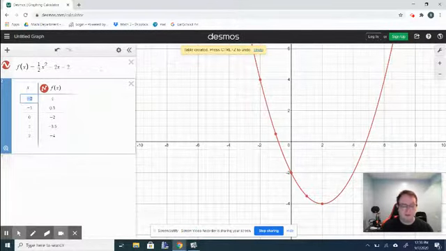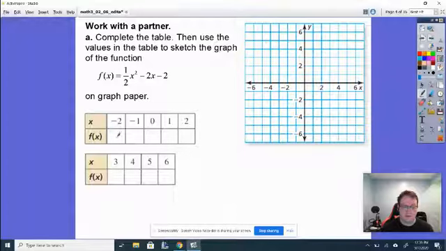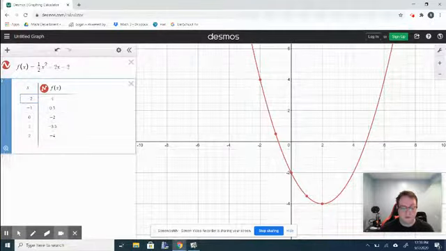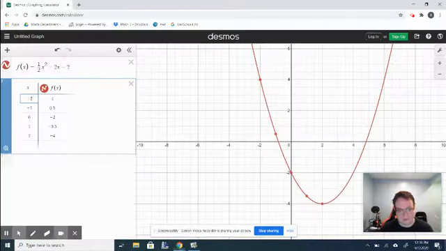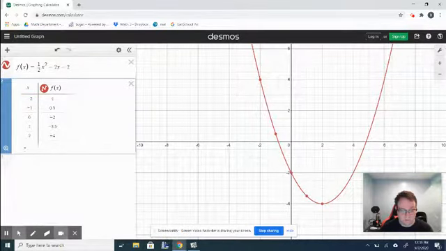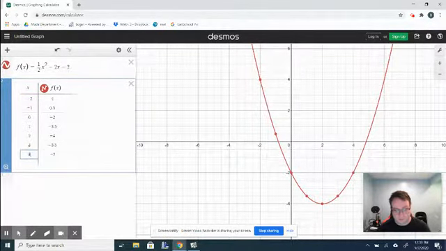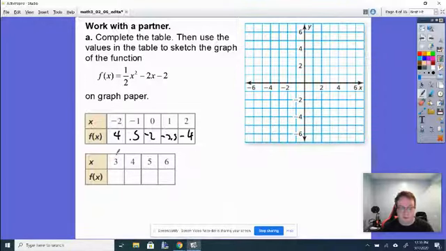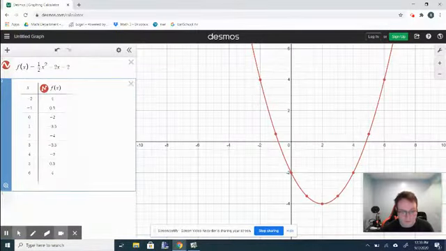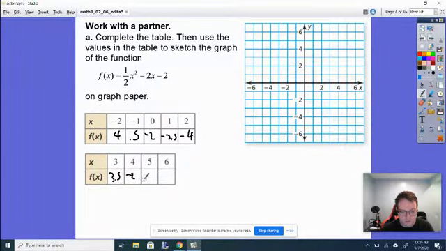So I just need to take this table and plug them in. So negative 2 is at 4. Negative 1 is at 0.5. Negative 2. Negative 3.5. Negative 4. Oh, I need to keep going. It's easy. Just add more rows. So just click down here. We're going to do 3, 4, 5, 6. Okay. So 3 is at 3.5. 4 is at negative 2.5 and 4. Okay.